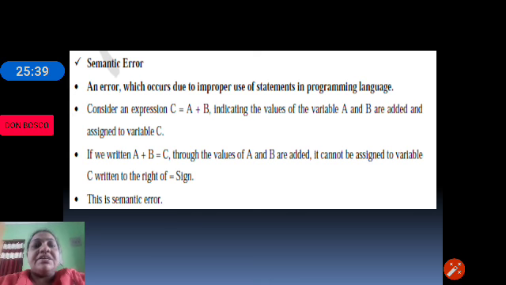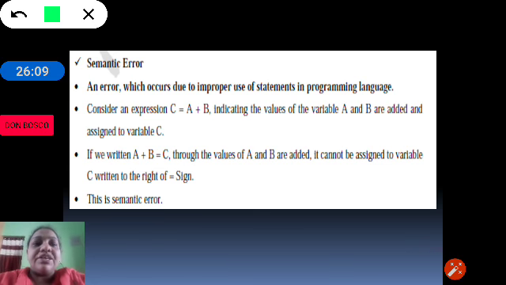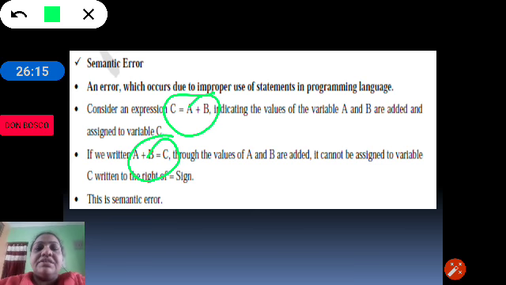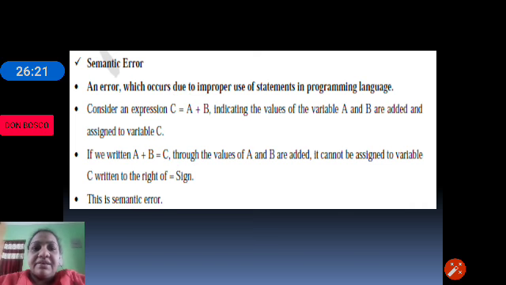Suppose, consider an example, C is equal to A plus B, which indicates that A and B are added and stored in C. Suppose if we write A plus B is equal to C. According to us, we are adding A plus B and storing it to C. But the actual process of writing is C is equal to A plus B. That means we are changing the order of the statement. So here, the computer will not accept this. The computer needs it written as C is equal to A plus B. This is a semantic error.